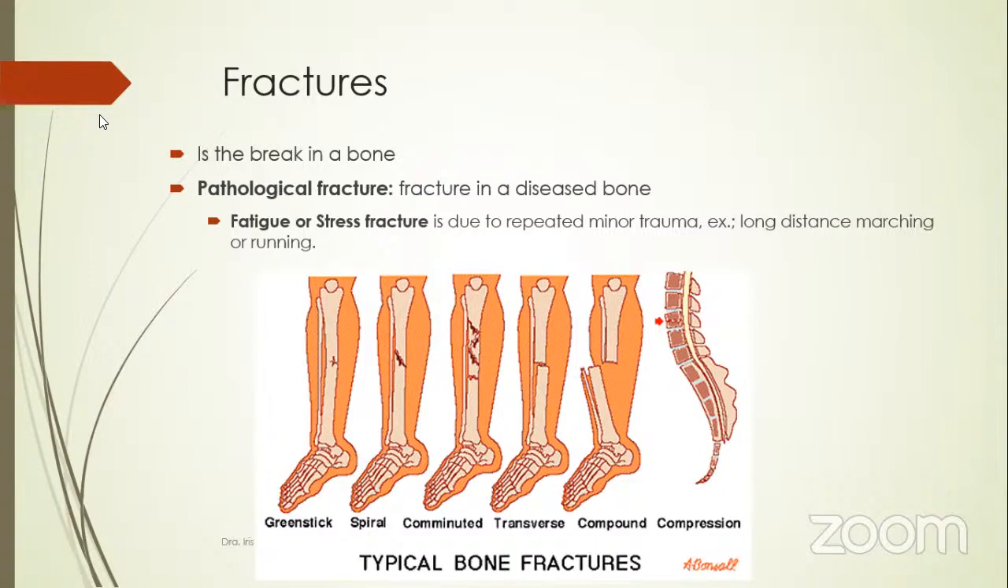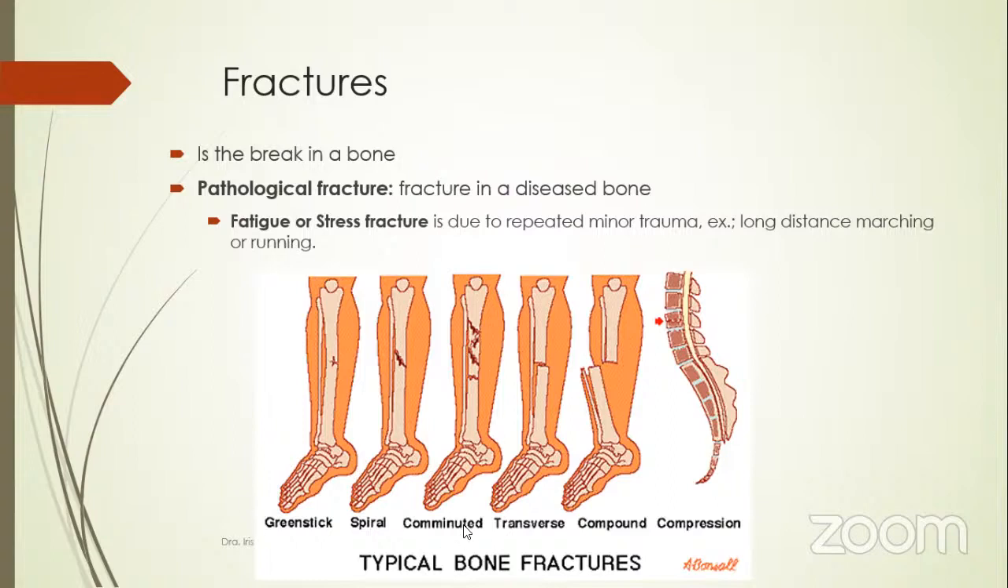Talking about fractures, just a general view, one of the most common and important pathologies, we could say. Of course, it is a break in a bone. We all know about it. The pathological fracture is a fracture in a diseased bone. We all know this meaning, right? A good example of this is a fatigue or stress fracture that is due to repeated minor trauma, for example, long distance marching or running.